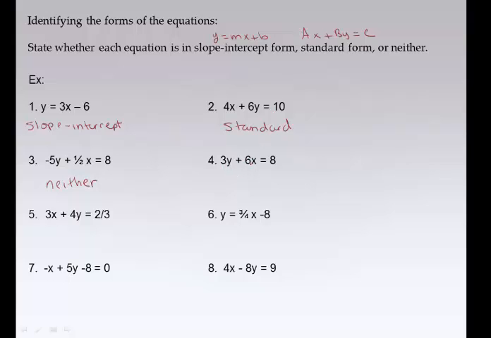Here I have 3y plus 6x equals 8. These two are not necessarily in the right order. However, that's an easy fix, so this would be standard form. 3x plus 4y equals 2/3. 2/3 is a fraction. Standard form cannot have fractions, so that's neither. Y equals 3/4 x minus 8. This is in slope-intercept form.